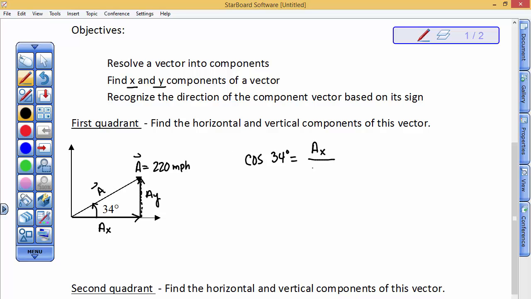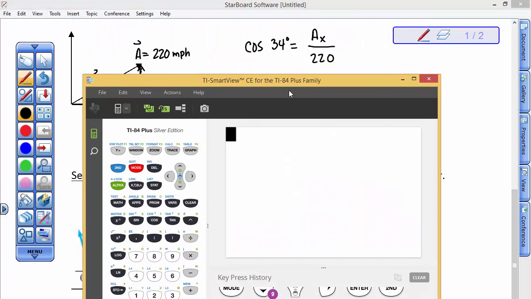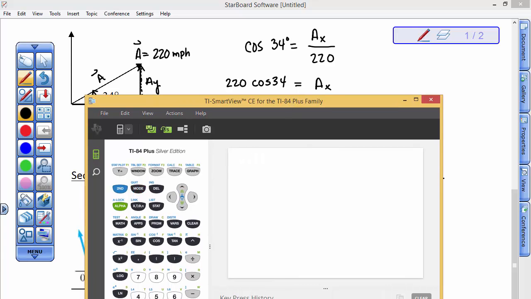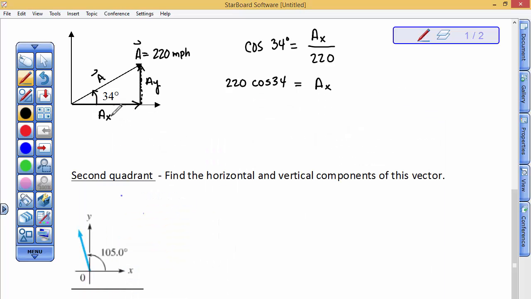And then to find that x component, I'd multiply both sides by 220. I'd get my calculator out and calculate 220 times the cosine of 34 degrees. And I'd find out that it's 182. That means the length of this line right here is 182. I'm sorry, I don't remember what the decimal value was.